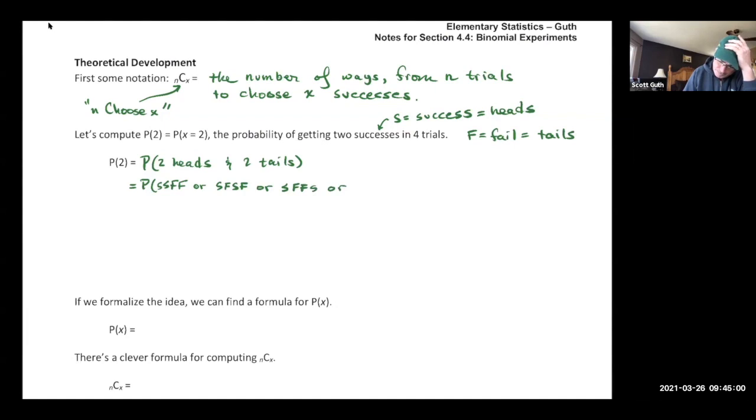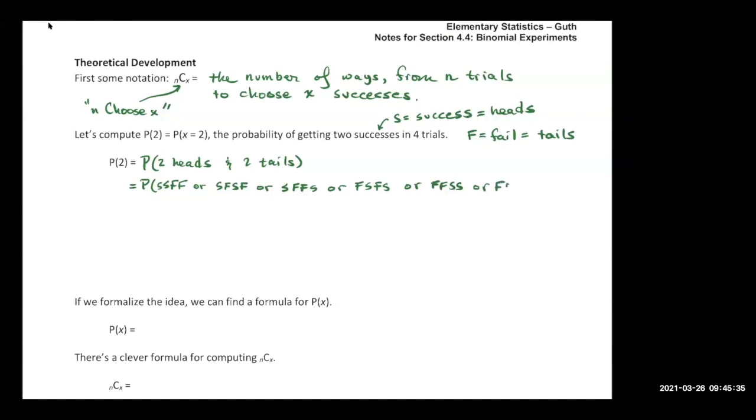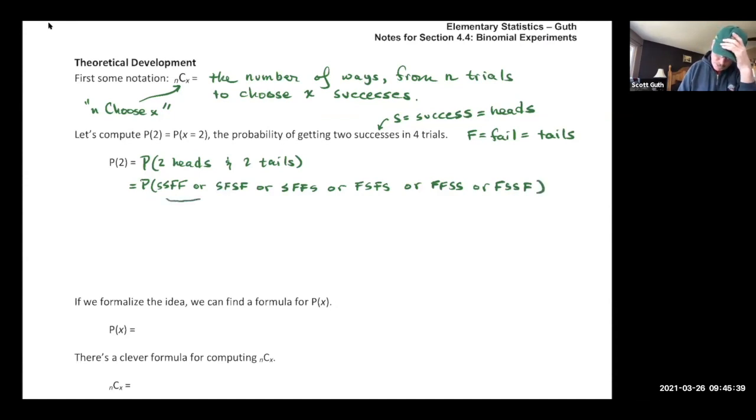Or how about a fail, success, a fail, and a success? Or can anybody, there's two more. Can anybody see any of the others? Fail, fail, success, success. Good, that's one of them. Anybody see the last one? Fail, success, success, fail. That's all of them. Okay, so note there are 6 ways from 4 trials to get 2 successes.